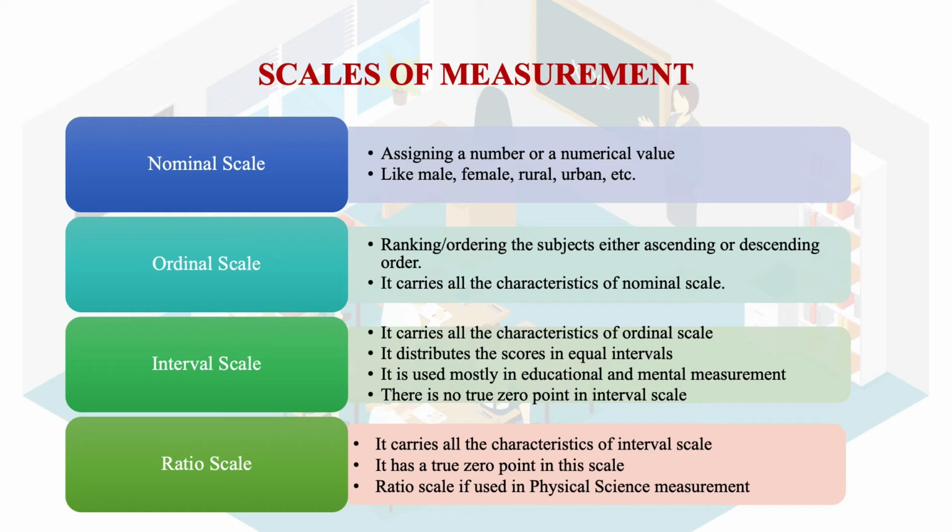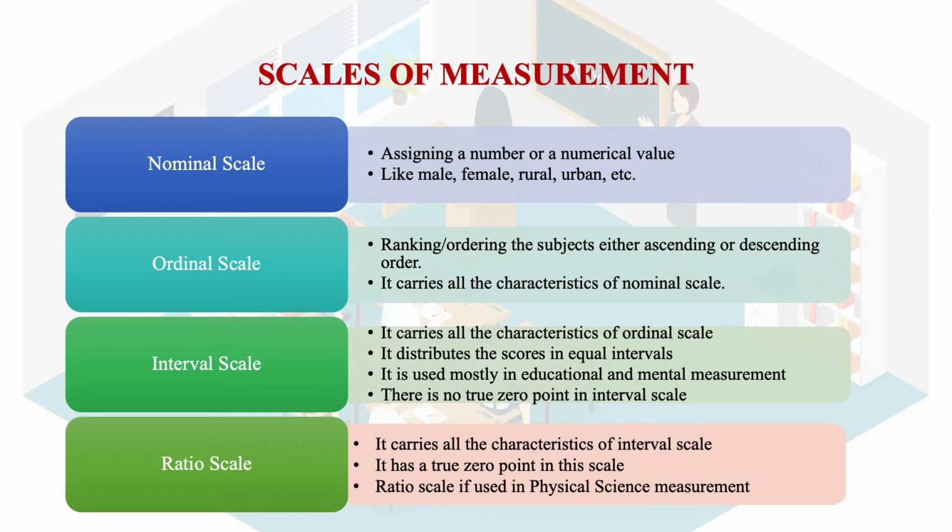Just like in the earlier case we have discussed about the nominal scale. In nominal scale you have already assigned a number. It may be in certain scores also, but here in ordinal scale, after getting the score of a group of learners, group of students, you can arrange it, you can order it, you can rank it, either in ascending order or in descending order. Ascending order means from lowest to highest score, and descending order means from the highest to lowest score.